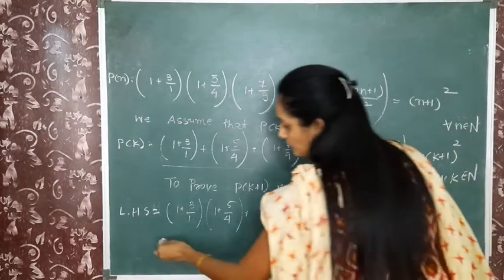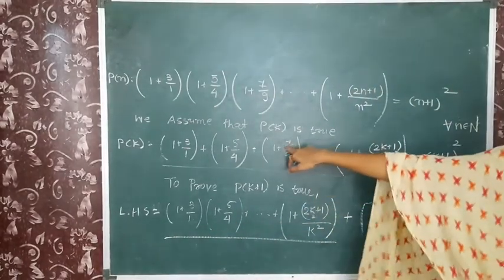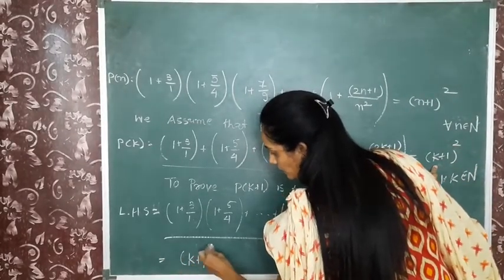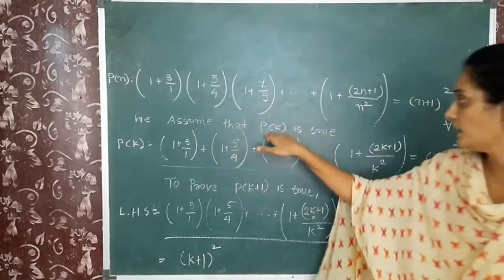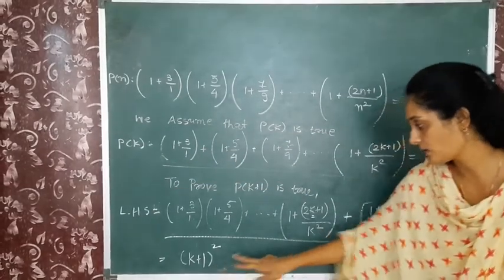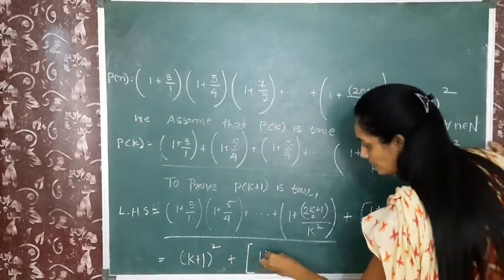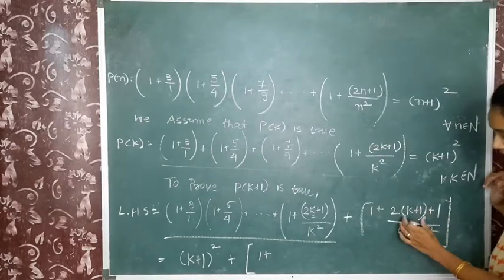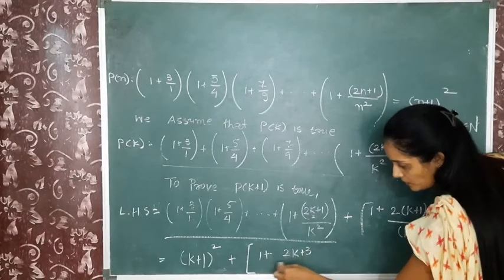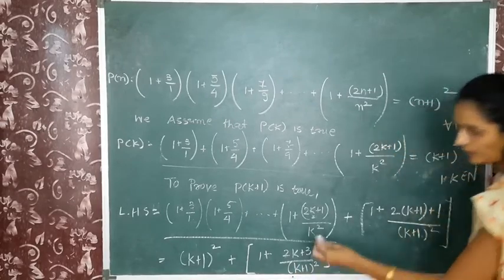Okay, now we can put the value of the left hand side of P k, and the answer is (k+1)². We assume that P of k is true, and therefore the value of this part is (k+1)² . Okay, now plus 1 plus, here 2 is multiplied with this bracket, so 2k plus 2 plus 1, so here 2k plus 3 upon (k+1)².